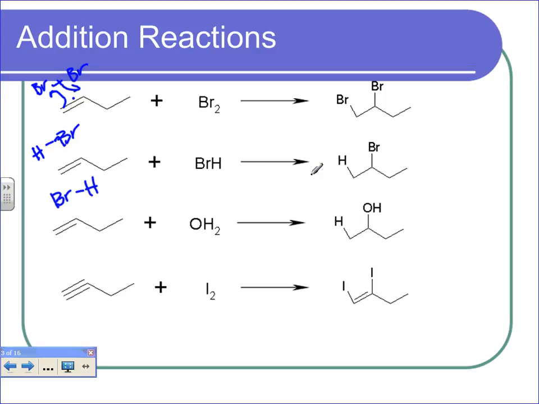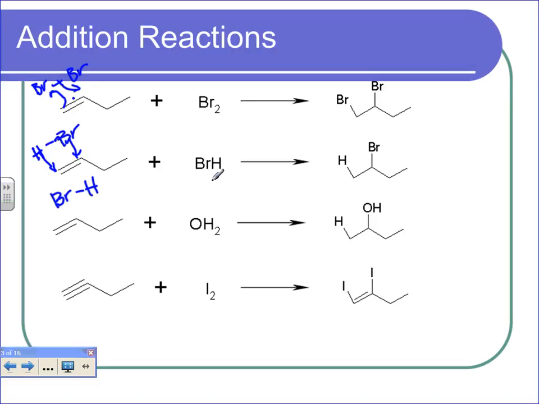So the major product comes from the bromine attaching here and the hydrogen attaching here. Okay, so we get 2-bromobutane in this case.